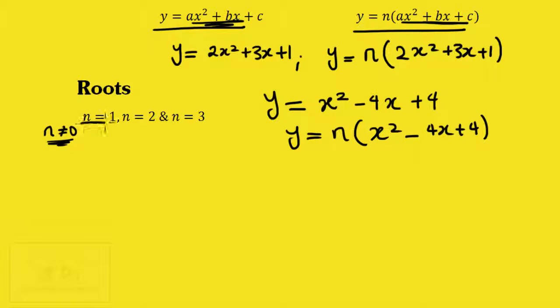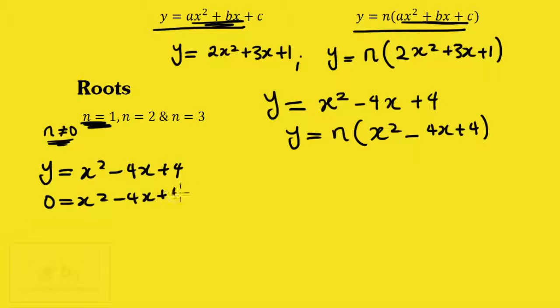So let's test the case when n is 1. Let's determine the roots of this equation when n is 1. When n is 1, we have y equals x squared minus 4x plus 4. So basically we have this equation. What are the roots of this equation? Well, you determine the roots of a quadratic equation by replacing y with 0 and solving the equation you obtain.